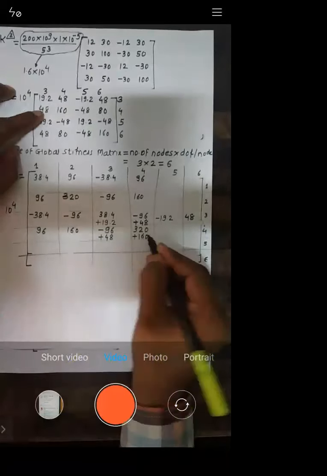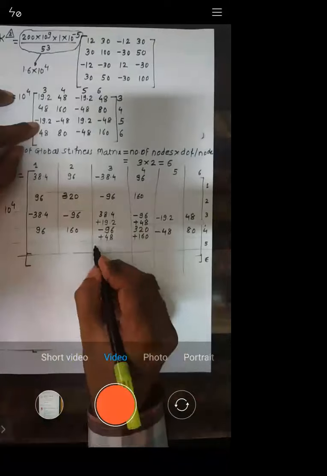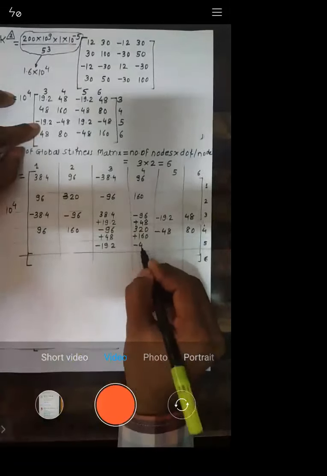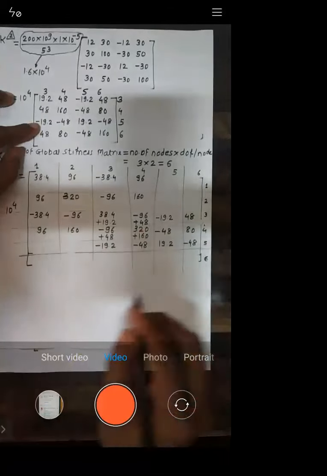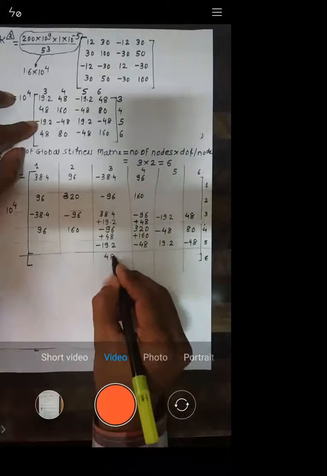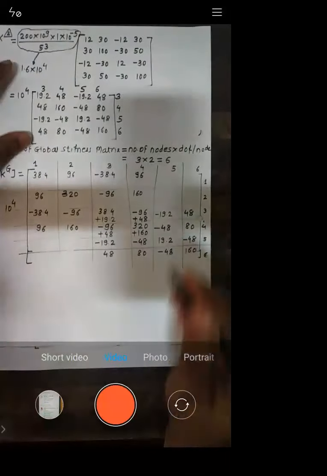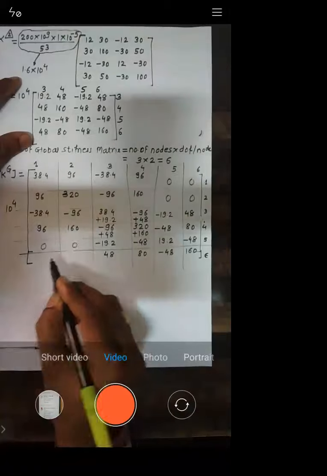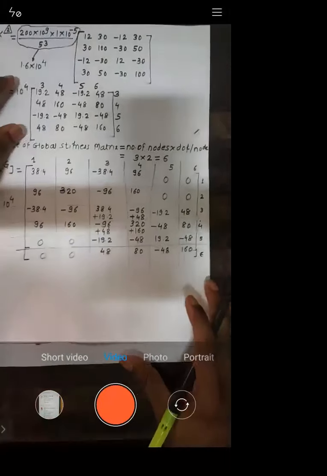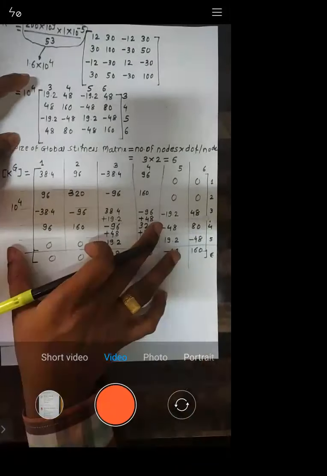Plus 160, minus 48. Then minus 19.2, minus 48. Then 19.2, minus 48. Then 48, 80, minus 48, and 160. So I have written each of the elements, right? Now for the rest of the positions where I'm not getting any term, I need to write 0. So I'll write those elements as a 0 value. So this is the global stiffness matrix.